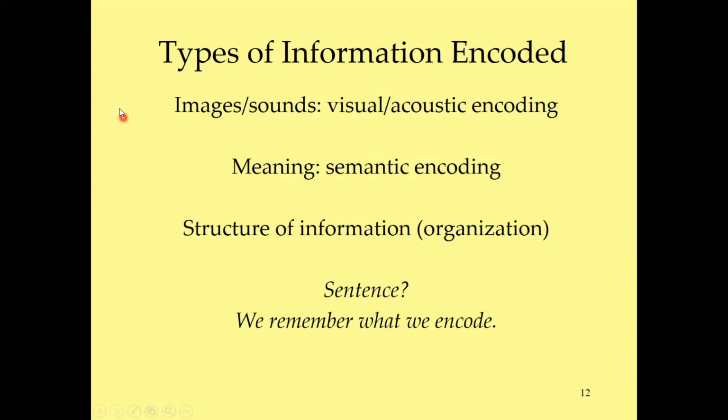Okay, now, what types of information can we encode? What types of information can we get into our nervous system? We can get images as well as sounds. So this is what we call visual or acoustic encoding. We also can encode meaning. So we can bring into our nervous system semantic encoding, in other words, storing or encoding the meaning of information. We also can encode information by its structure and how it's organized.